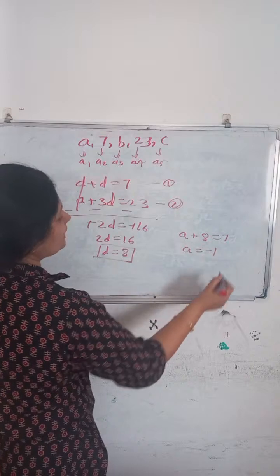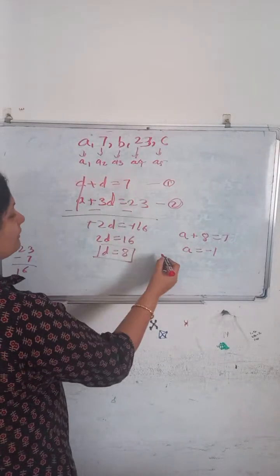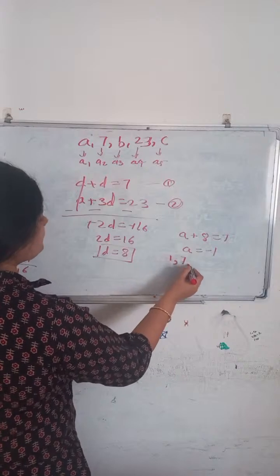So A, you will get how much? Minus 1. Can you get this? So I will get A as minus 1. So the first term is nothing but whatever A is, that is 1, 7.